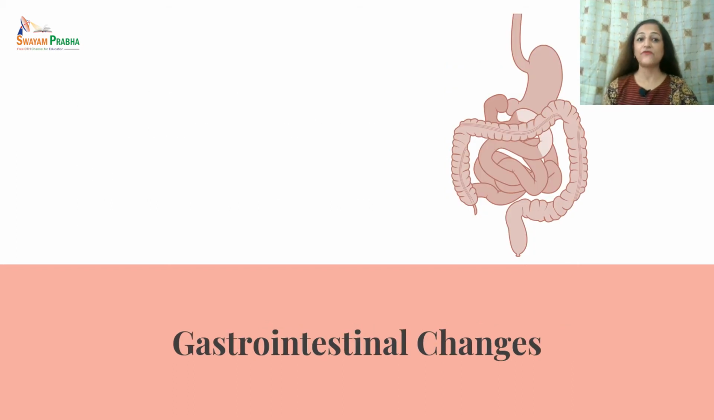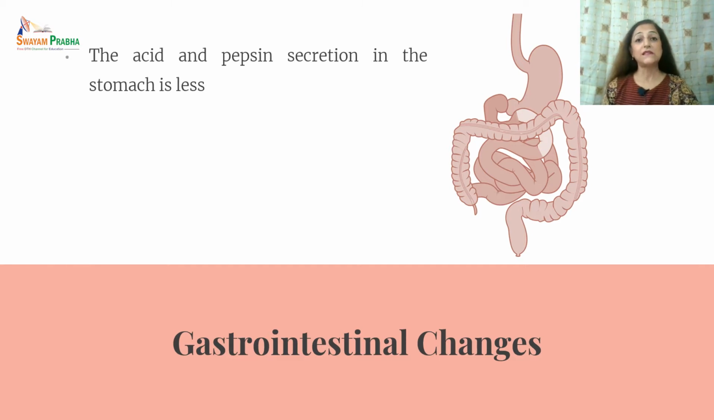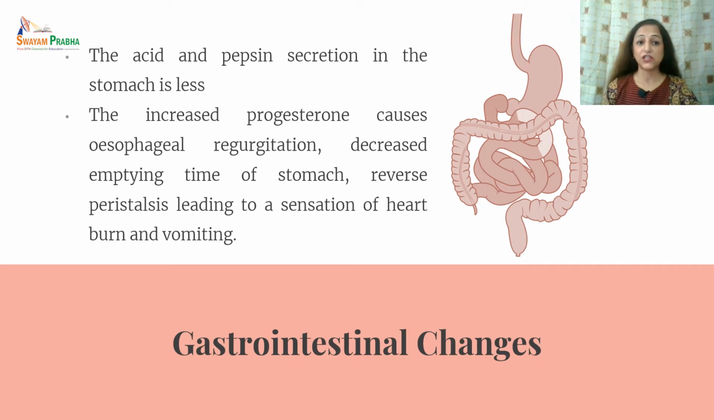There is altered gastrointestinal function during pregnancy. First is the acid secretion, that is hydrochloric acid in the stomach, and along with that the pepsin secretion inside the stomach is reduced. There is also increased progesterone secretion, a hormone which causes decreased tone and motility of the smooth muscles of the gastrointestinal tract. It relaxes those muscles and leads to esophageal regurgitation. So the food will move upwards and there will be decreased emptying time of the stomach. The mother will feel as if she is not digesting the food well. And reverse peristalsis can occur, which leads to a sensation of heartburn and vomiting in the pregnant woman. And this becomes more pronounced with the increasing pressure of the fetus in late pregnancy.